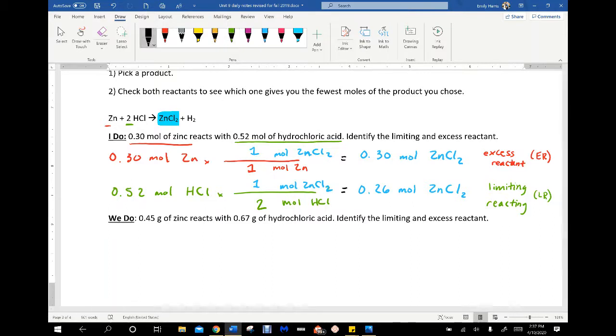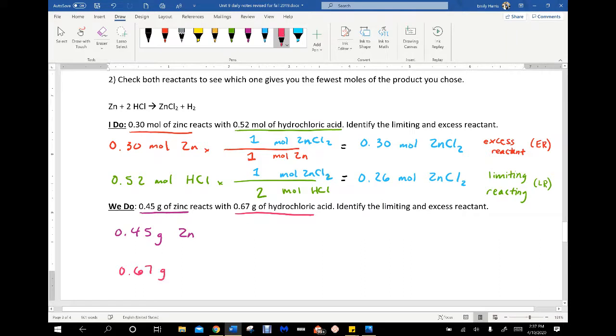All right, so same setup, they give us 2 different reactants based on the same equation. So here we have 0.45 grams of zinc, and it's reacting with 0.67 grams of hydrochloric acid. And it says identify the limiting and excess reactant. So again, what we have to do is pick a product and decide which reactant gives us less product. So just for fun, let's try the product hydrogen this time, just to show you that it works no matter which product you pick.